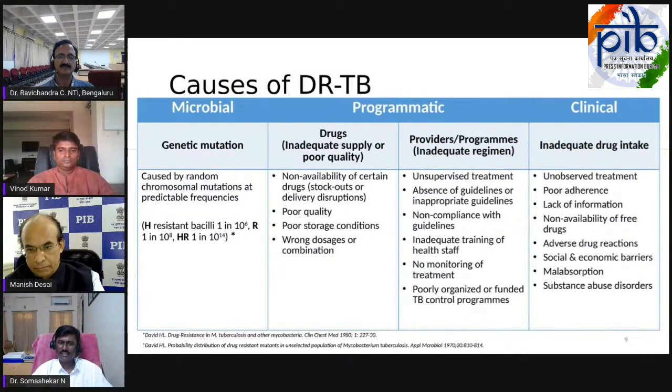Mono drug resistant TB is also there for INH. And XDR-TB is for second line drugs. Second line drugs are whatever drugs we are giving for multi-drug resistant tuberculosis, like levofloxacin, linezolid, and bedaquiline.